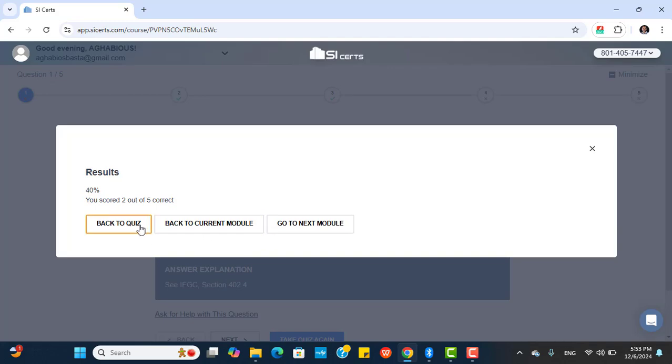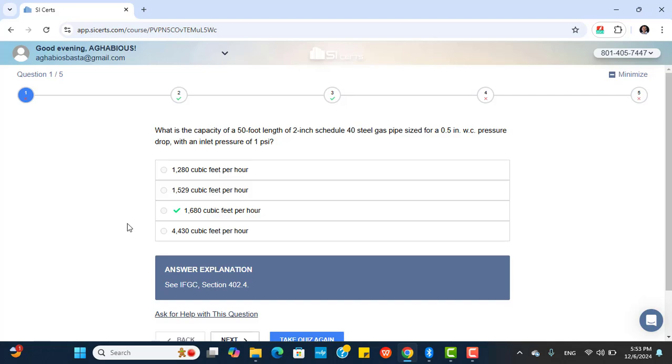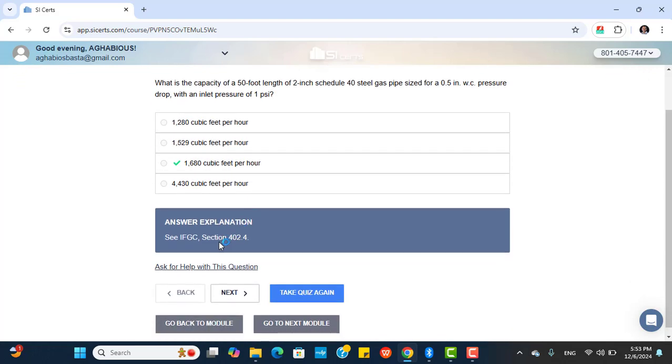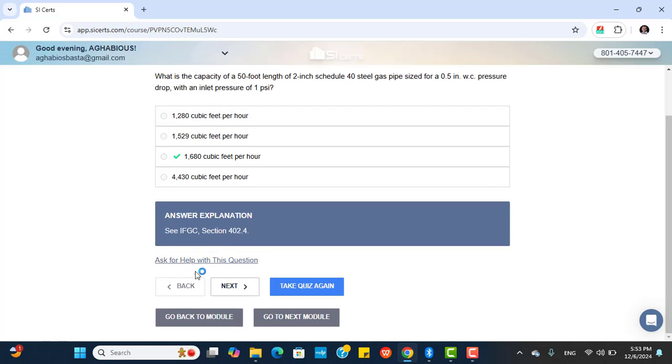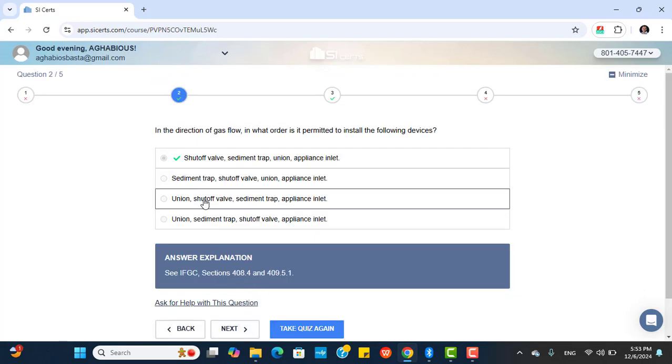Okay, back to the quiz. Let's check the correct answers. What is the capacity of a 50-foot length of 2-inch Schedule 40 steel pipe sized for 0.5 water column pressure drop with the inlet pressure of 1 psi? The correct answer is 168. This is in the section. Let's go to the next. In the direction of gas flow, we answered this correctly.